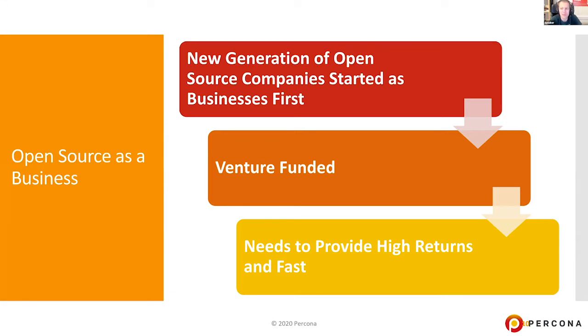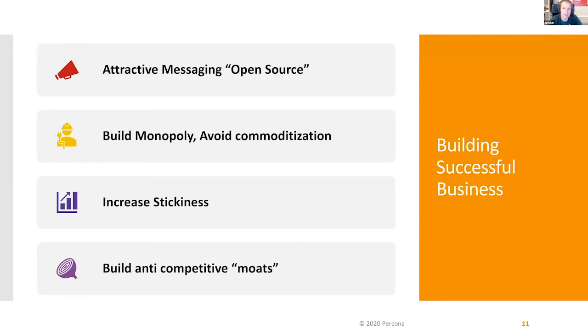And that means you need to provide high returns, and relatively fast, right? Because venture funding does not go into companies which expect to grow, you know, 3x over 5 years, right? I mean, venture capital typically expects at least, you know, 10x return from you in a few years. So you really need to grow fast or fail fast if you can't. What that led to is a situation where first the attractive messaging of open source is realized, because everybody in the business understands that open source is better. But at the same time, that needs to be merged somehow with the foundational principles of building a successful, growing, scalable business, right? Like, hey, how can we build monopoly, avoid competition, commoditization, increase stickiness, have our anti-competitive moats, and so on and so forth, right?